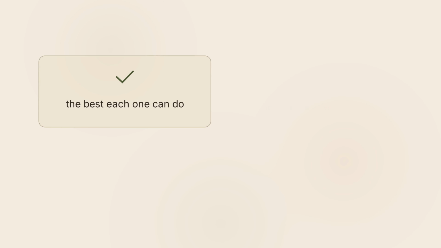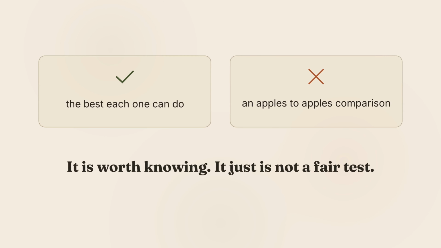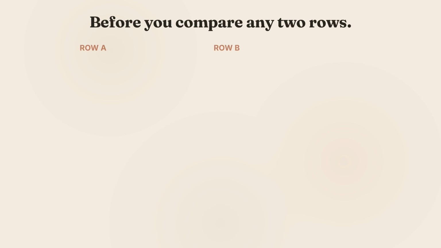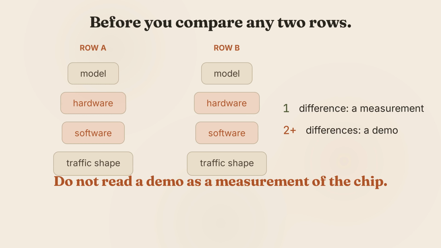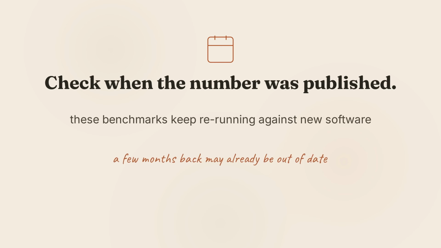So is that table useless to you? Not at all, because it tells you the best each one can do, and that's worth knowing. It just isn't the apples to apples comparison you'd run yourself. So before you compare any 2 rows anywhere, ask what else is different between them. And if more than one thing is, then you're looking at a demo. So don't read it as a measurement of the chip. And one last thing. Check when the number was published, because these benchmarks keep rerunning against new software, so something from a few months back might already be out of date.